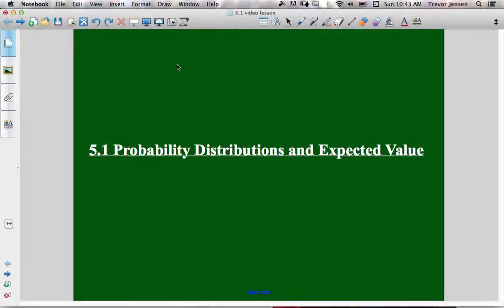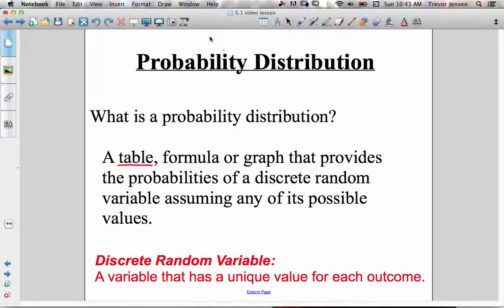Okay, so here's a video for section 5.1, probability distributions and expected value. So let's jump right into it. First of all, let's talk about what is a probability distribution.